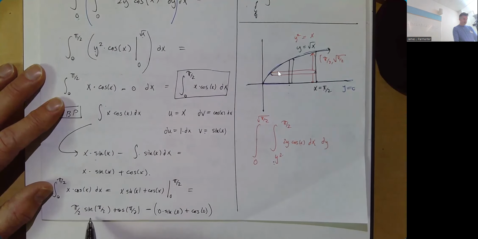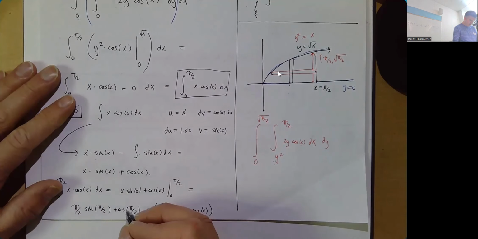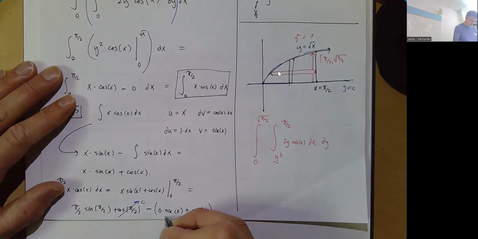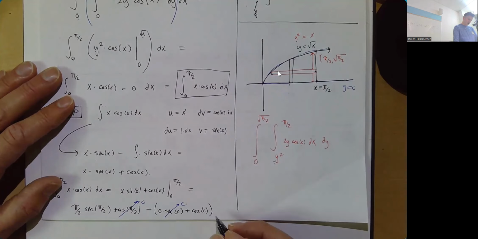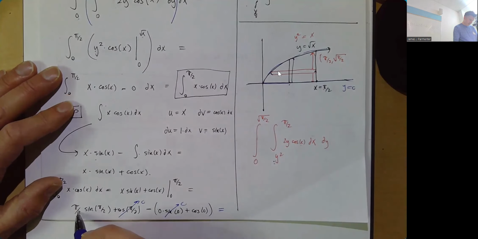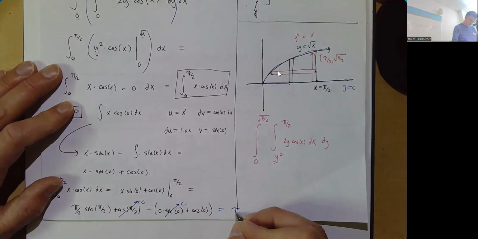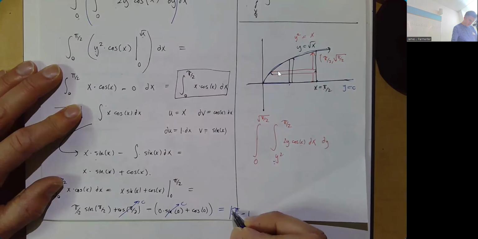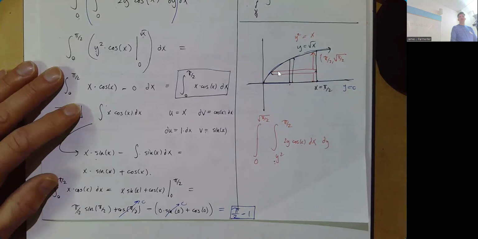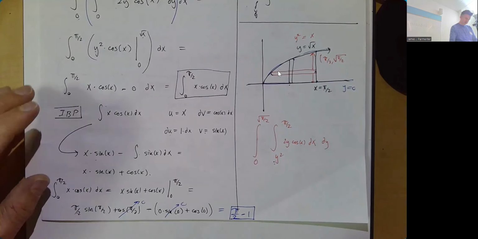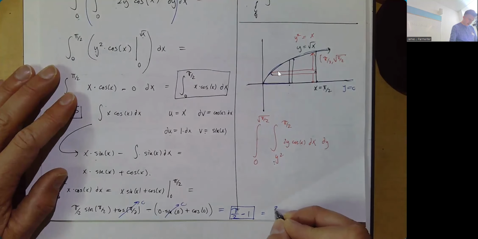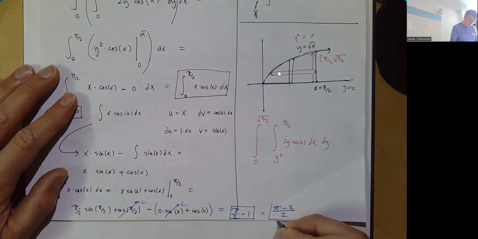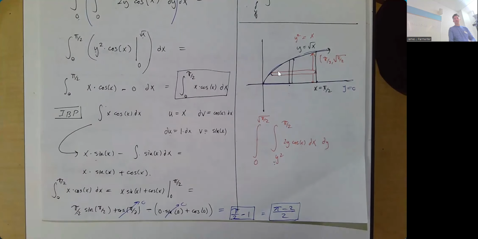Sine of pi over 2 is 1. Cosine of pi over 2 is 0. Sine of 0 is 0. Cosine of 0 is 1. So we end up getting pi over 2 times 1 minus 1. Which I would probably leave like that, but some people would probably prefer to write it as pi minus 2 all over 2. Another fine way of writing it if you prefer.